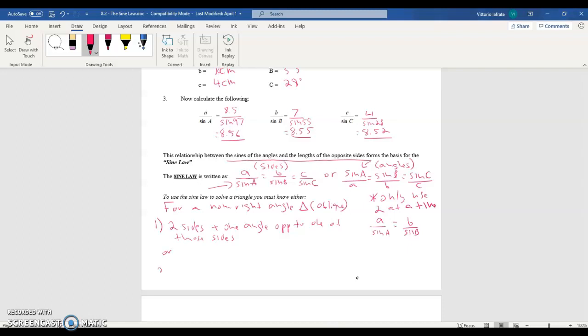Or if you have two angles plus one side opposite one of those angles.